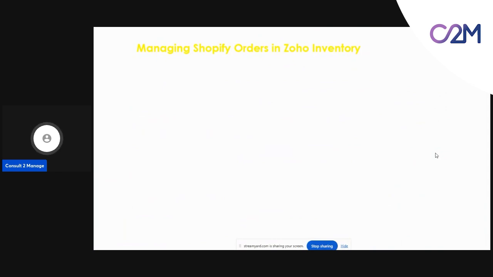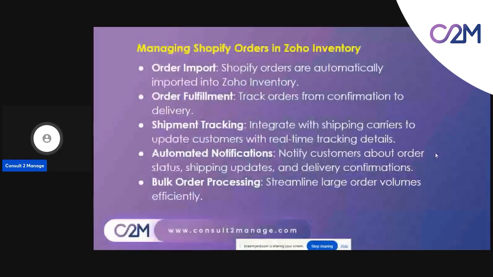Further moving forward, we have managing Shopify orders in Zoho Inventory: order import, order fulfillment, shipment tracking, automated notifications, and bulk order processing. When we talk about order import, Shopify orders are automatically imported into Zoho Inventory. Order fulfillment means tracking orders from confirmation to delivery in Zoho Inventory. Shipment tracking means integrating with shipping carriers to update customers with real-time tracking details. We can use third party shipping companies as well, which don't have an integration. We will be discussing that shortly.